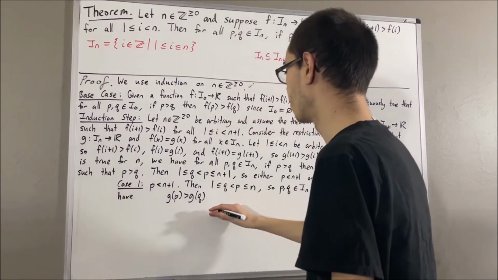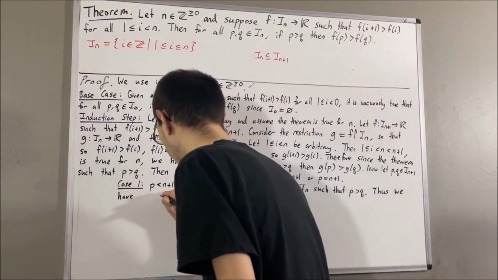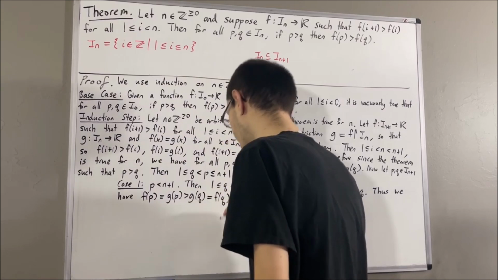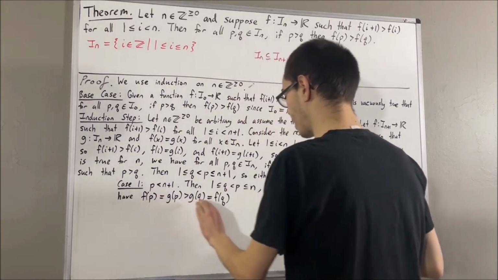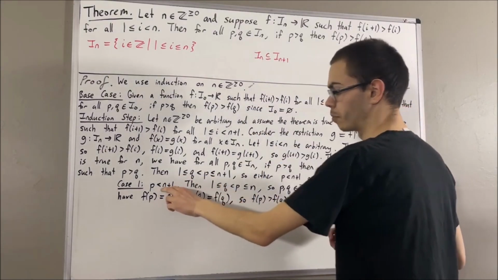But remember, by definition of the restriction of a function, we know that g of p is equal to f of p, and g of q is equal to f of q. So this shows f of p is greater than f of q. So this completes the case where p is less than n plus 1.